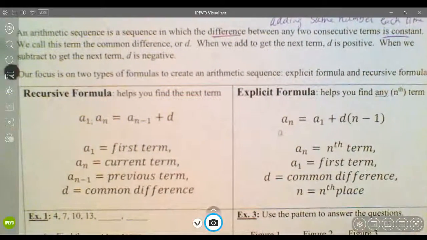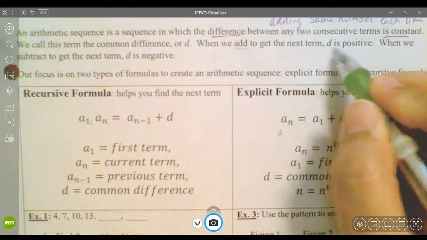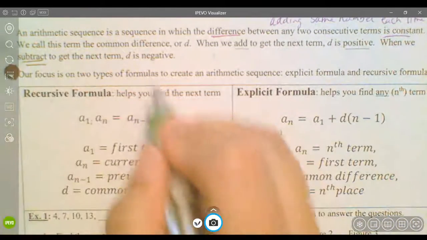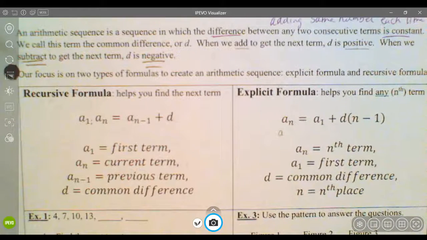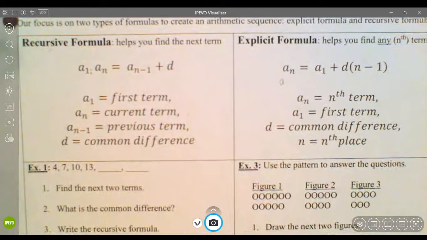Oh, we also talked about the next thing. When you add to get the next term, the common difference is positive. When you subtract to get the next term, the common difference is negative. So we are going to talk about recursive and explicit. So let's go through some notation, because this is what you're going to see on the formula sheet for the unit test and for the end of course test.